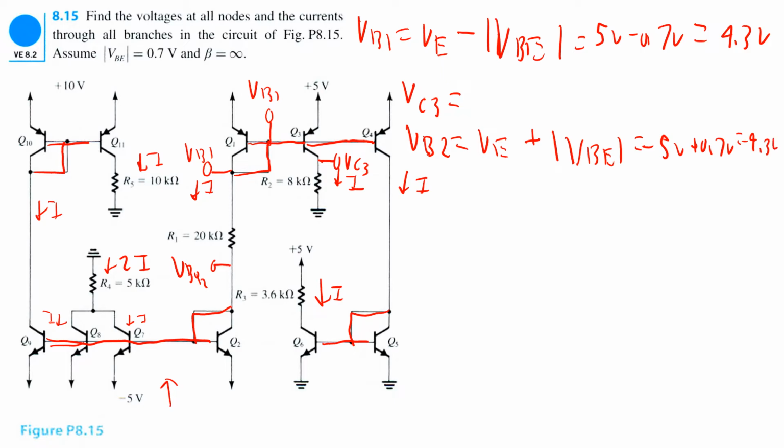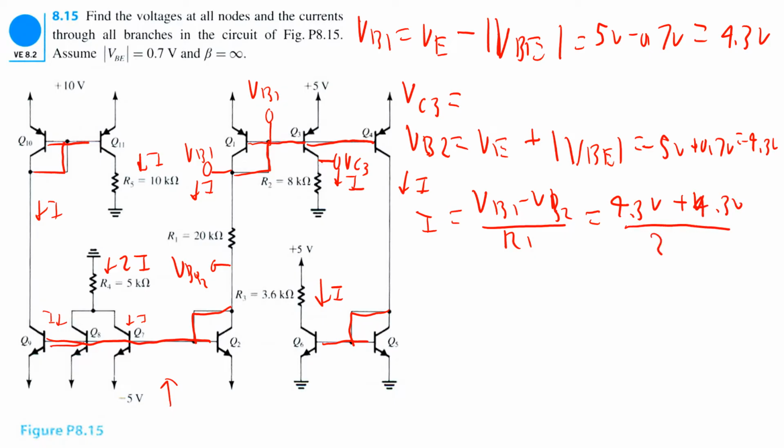So now I can solve for I. The current would be equal to VB1 minus VB2, divided by R1. So that's equal to 4.3 volts minus negative 4.3 volts, so we'll just add, 4.3 plus 4.3 volts, divided by R1, which is 20 kilo ohms.